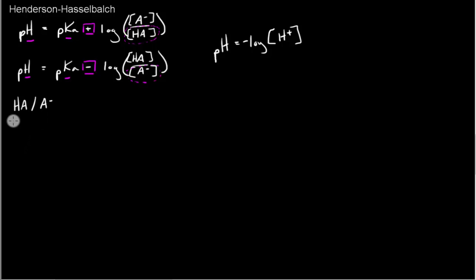Let's just make this a ratio of the acid to the conjugate base. So let's just say maybe we have a 50-50 mix of the acid and the base.